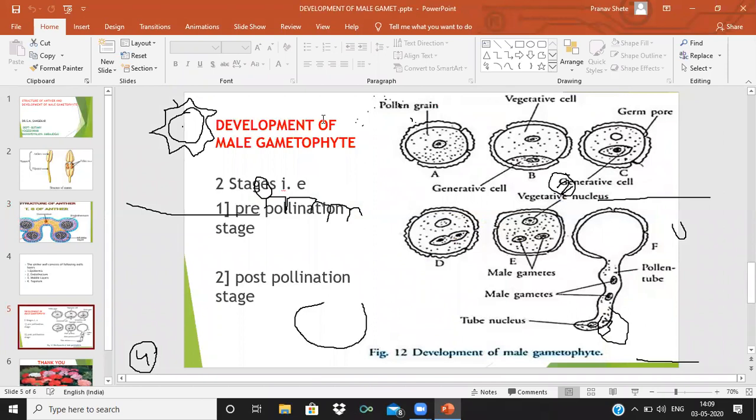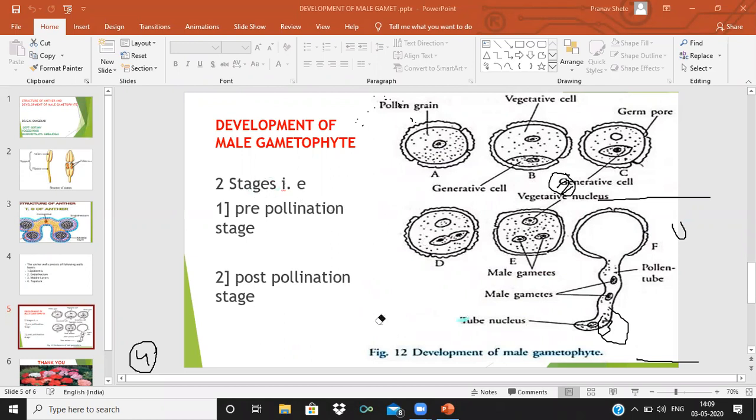The next concept is the development of male gametophyte. Development of male gametophyte is completed in two stages. The first stage is the pre-pollination stage and the second stage is the post-pollination stage. The pre-pollination stage involves different steps.